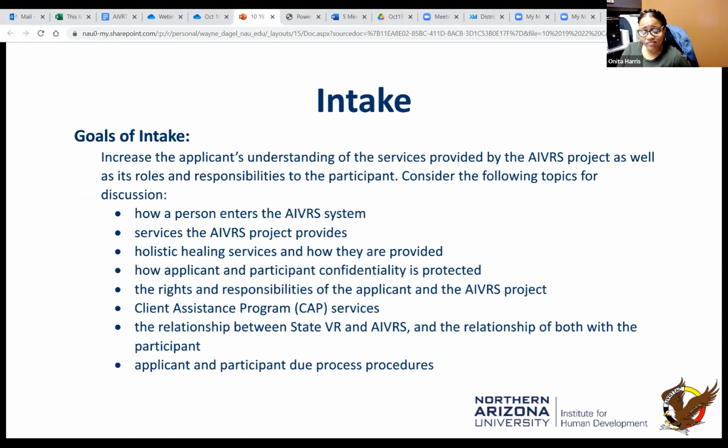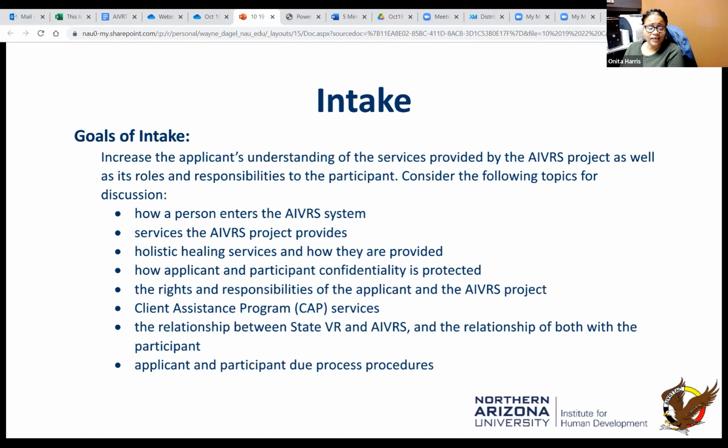So of course, the goal of the intake is to increase the applicant's understanding of what is vocational rehabilitation, right? What is the purpose of the program? How does it work? What are the policies and procedures for your particular program? Because once again, every program has their own set of policies and procedures, and making sure that the applicant understands the policies and procedures that are in place with your program and how the program works.